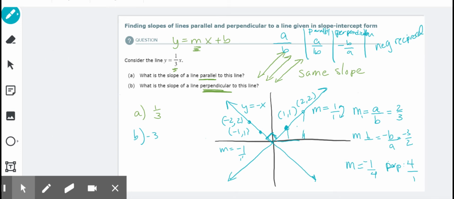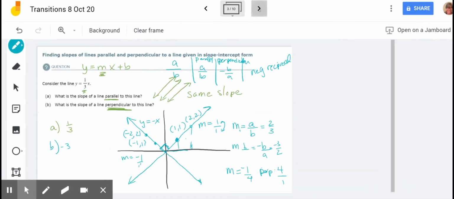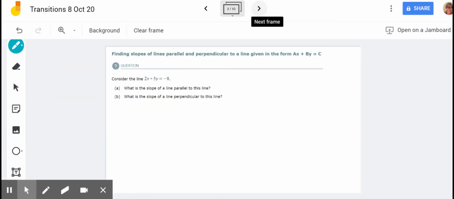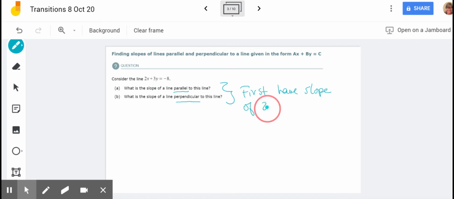So let me come down here. Come on, shrink down. There we go. All right, it says finding slopes of lines parallel and perpendicular to a line given in standard form. What is the slope of the line parallel to this line? What is the slope of the line perpendicular? Well, to know this, you first have to know the slope, right? You can't find the slope parallel or perpendicular until you know the slope of 2x plus 3y equals -8.